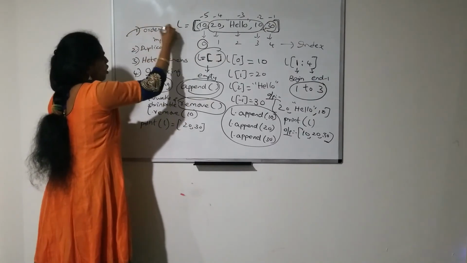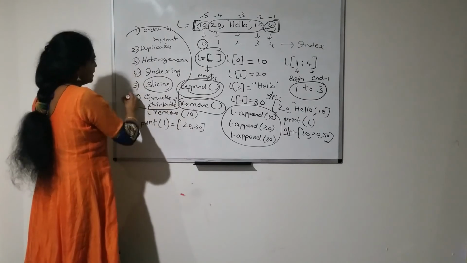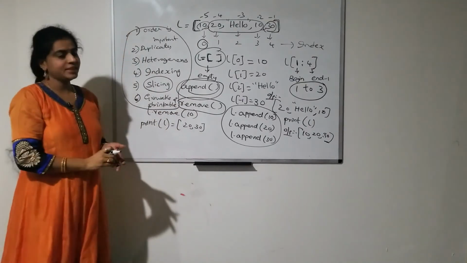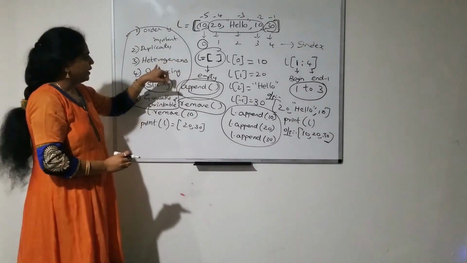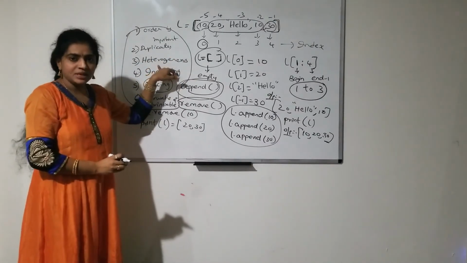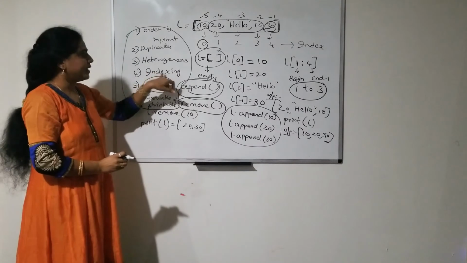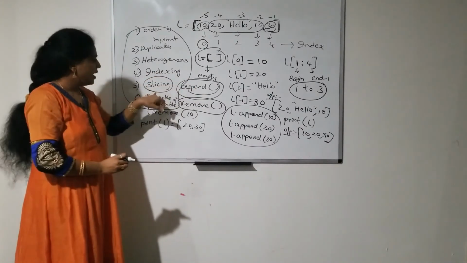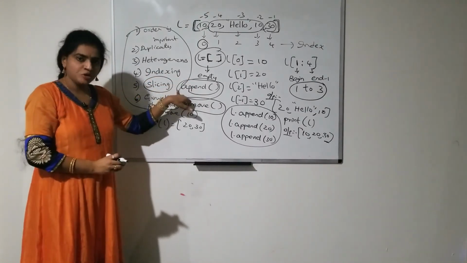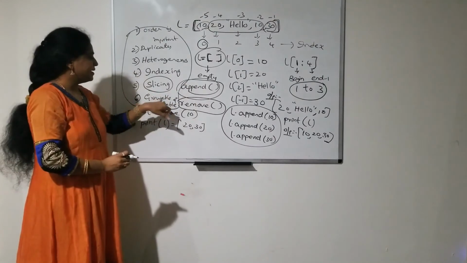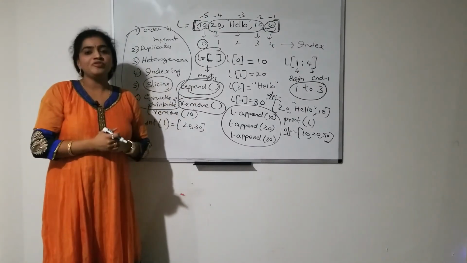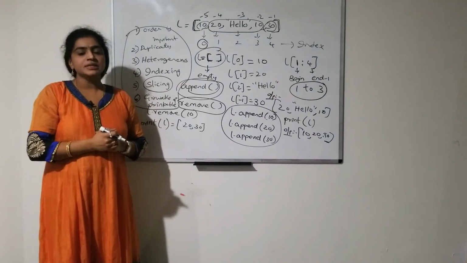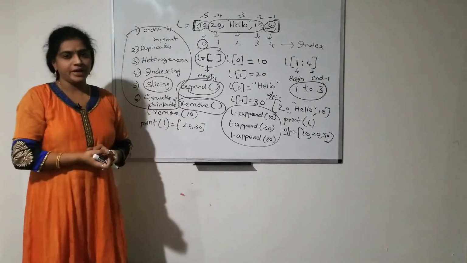So these are all the important properties of the list. Okay, that is order is important, duplicates are allowed, heterogeneous data types are allowed, and next one is indexing concept is allowed in the list, and next slicing operation you can perform in the list, and the list is growable and shrinkable by using append and remove functions. Okay, so this is about the list data type.